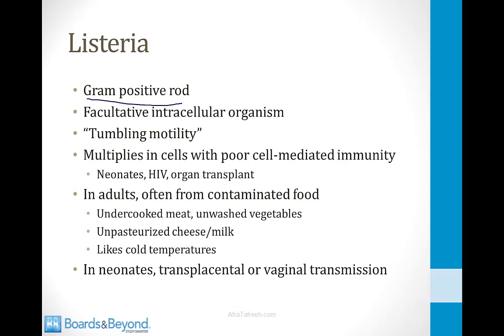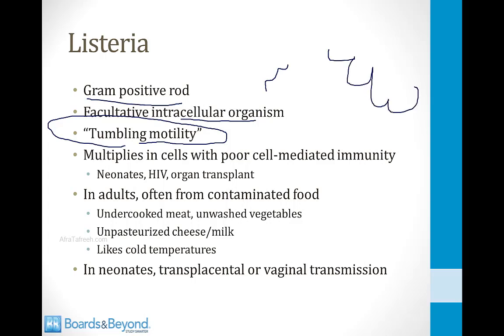Listeria is a gram-positive rod. It's a facultative intracellular organism. It has this very special mobile quality called tumbling motility. You should go to YouTube and watch this. So instead of the bacteria sort of swimming around like this, it tumbles from side to side and moves across the petri dish. It multiplies in cells when people have poor cell-mediated immunity.